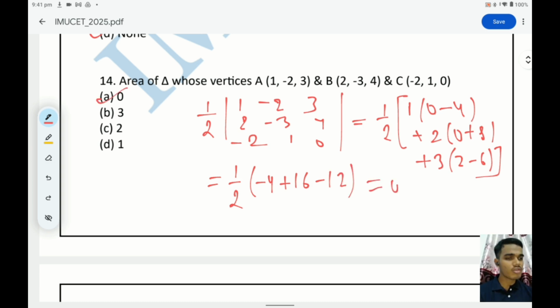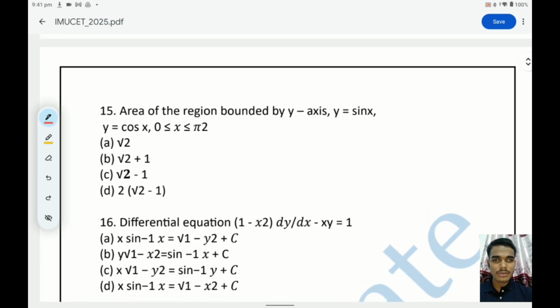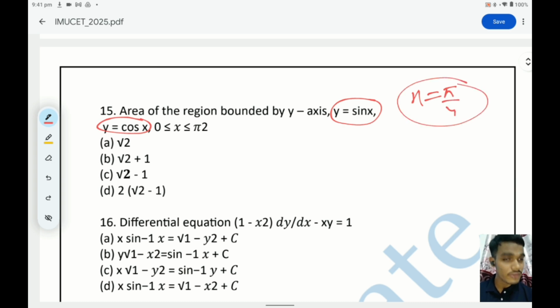Okay, let's go for the next question. That is question number 15, and we have to find the area of the region bounded. It is a question of area bounded by curves. We can see two curves are given, y equals sin x and y equals cos x, and we know that both curves cut each other at x equals pi by 4, because at x equals pi by 4 both the values are equal.